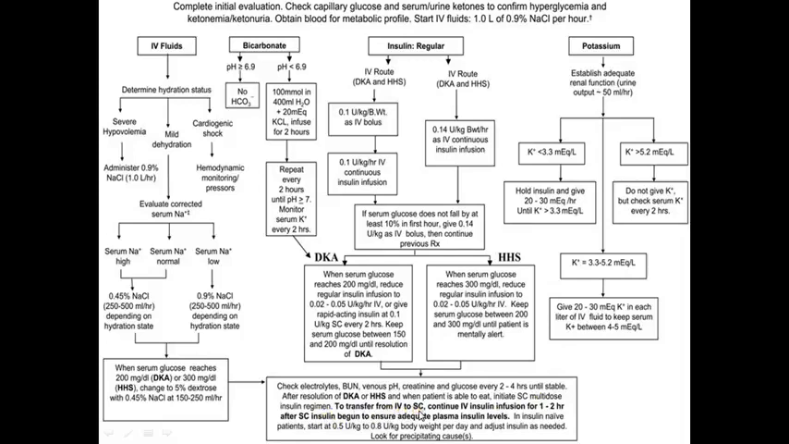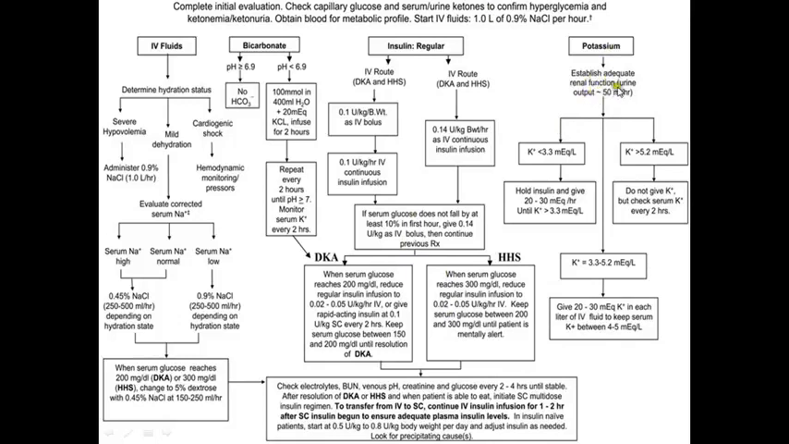After resolution of DKA or HHS, when the patient is able to eat, we initiate the subcutaneous multi-dose insulin regime. To transfer from IV to subcutaneous, continue the continuous IV insulin infusion for 1 to 2 hours after subcutaneous insulin is begun to ensure adequate plasma insulin levels. We overlap the subcutaneous multi-dose with the continuous IV infusion. This we need to do for 1 to 2 hours so that the patient doesn't go into DKA. Otherwise, the patient may go into DKA or HHS again.